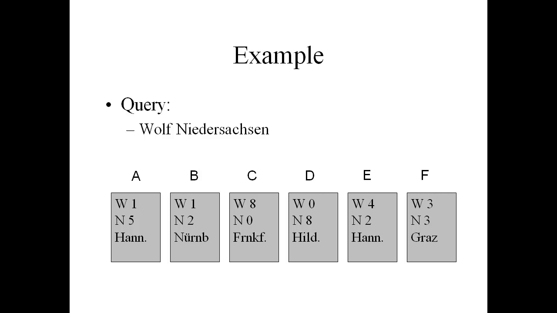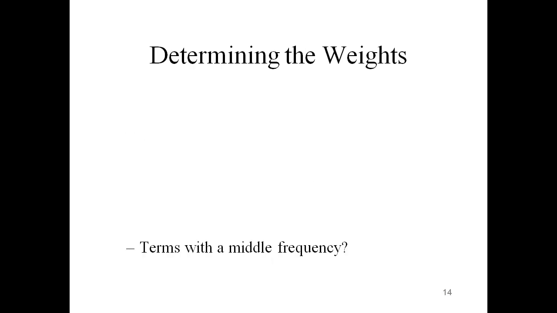Now we treated all terms equally. Another question is, is it really fair to treat all terms equally? Are Niedersachsen and Wolf basically the same information? Does it tell us the same about the document if Niedersachsen or Wolf is contained? Further question? Ask. Please.